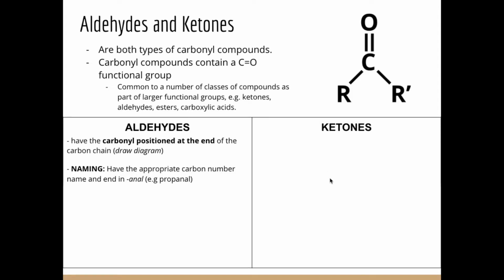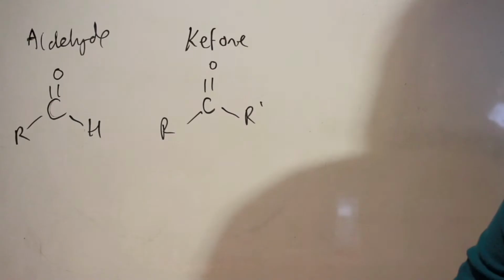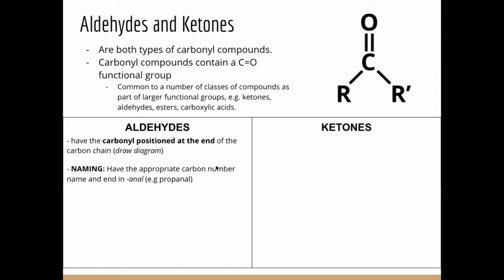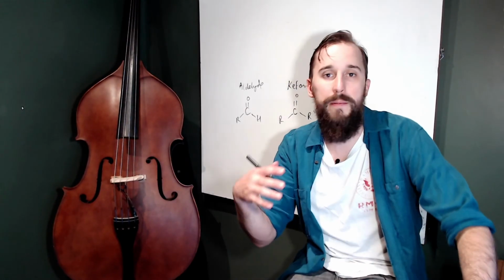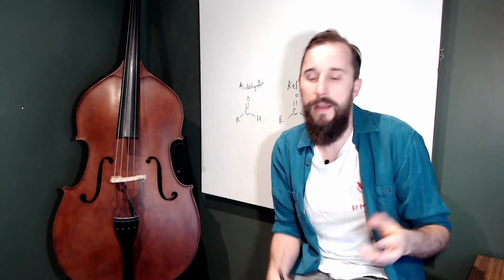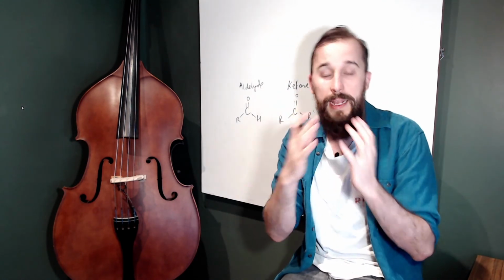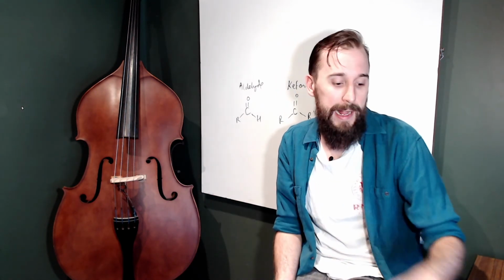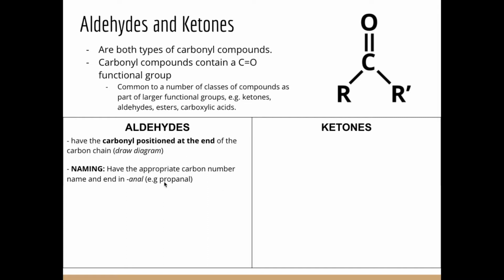All right, so let's get into this a little bit. Like I say, aldehydes have the carbonyl at the end of the molecule. Ketones have it within the molecule. Naming conventions: you have the appropriate carbon number name. So whatever the alkane would be, whether it's methane, ethane, propane, butane, you have that meth, eth, prop, but, pent, oct, etc. to specify the carbon length, and then it ends in -al. So it'll be methanal, ethanal, propanal, ends in -al.